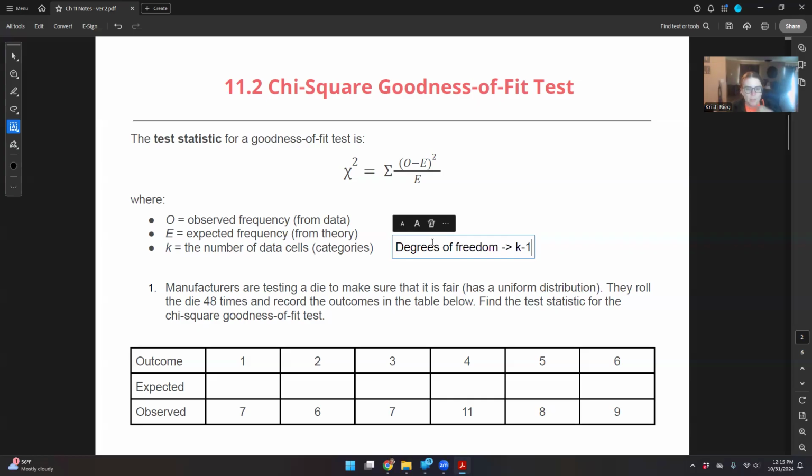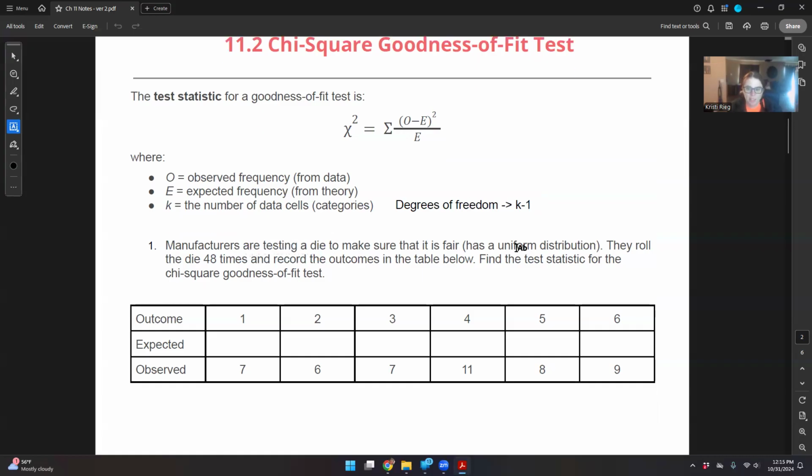Number 1 says manufacturers are testing a die to make sure that it is fair, meaning it has uniform distribution, so all of the sides appear equally, in theory. They roll the die 48 times and record the outcomes in the table below. Find the test statistic, which is what we are going to calculate with this formula, for the chi-squared goodness of fit test. First we see that the expected column is blank, because I wanted to talk about how that comes to be.